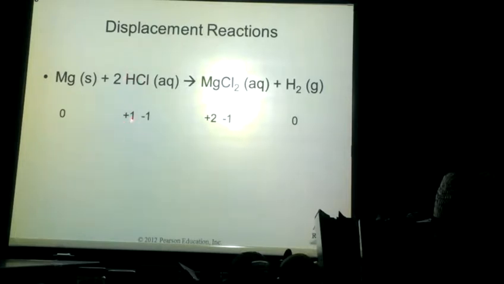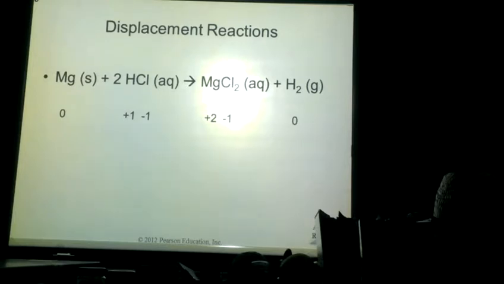Hydrogen went from a positive 1 to a 0. So what's happening? Because I have a change in oxidation number, this is a redox reaction, okay? That's because oxidation and reduction have had to occur. But which one is the oxidation step and which one is the reduction step?